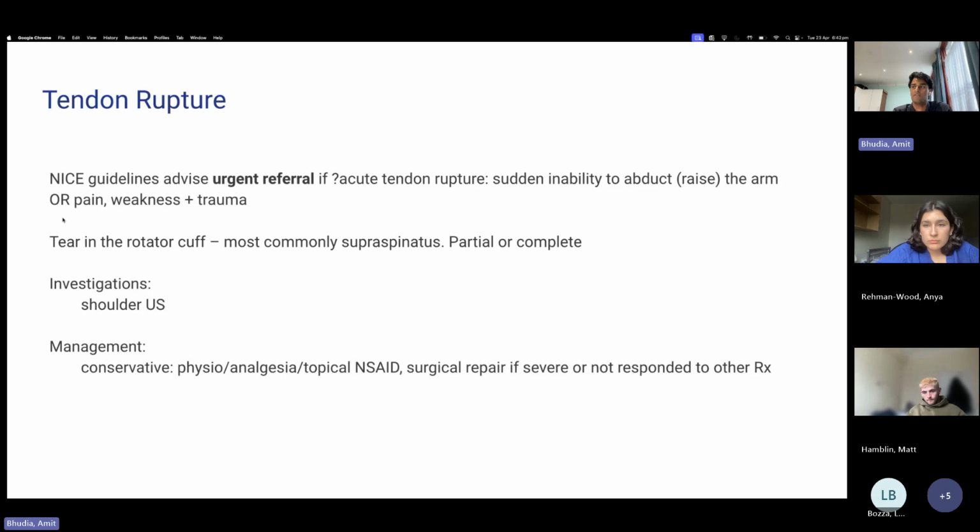And the tear in the rotator cuff is most commonly the supraspinatus, and this is usually either partial or complete. And then when he's referred, they'd investigate this using shoulder ultrasound. And then the management's usually conservative, so it's physio, analgesia, a topical NSAID. And then if this doesn't work, then they'd consider surgical repair.